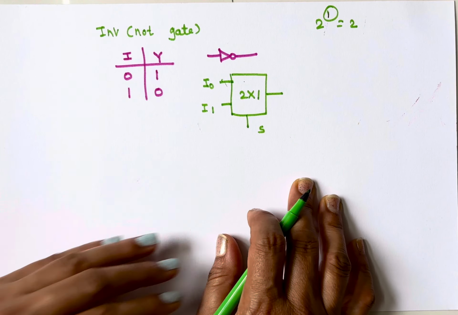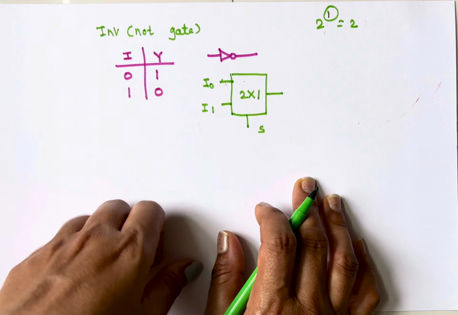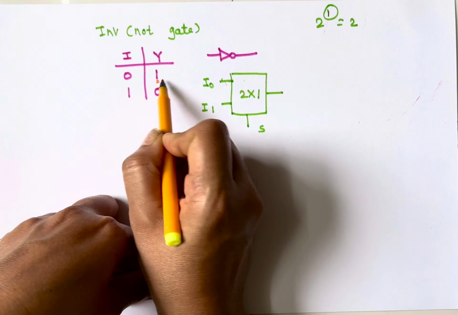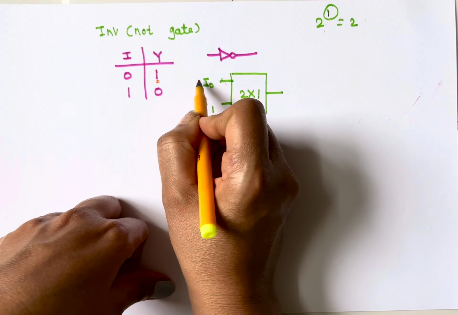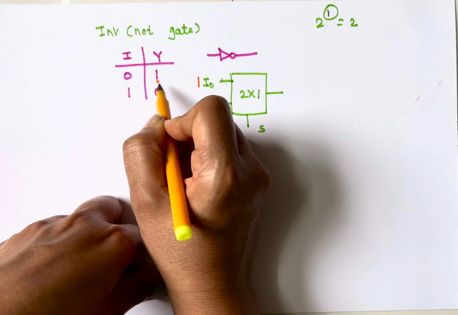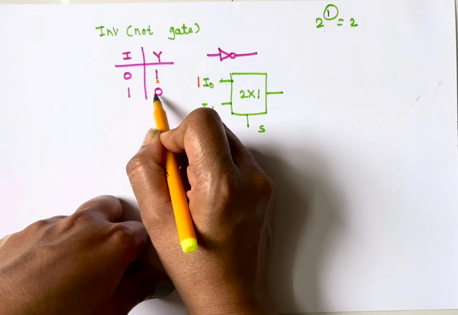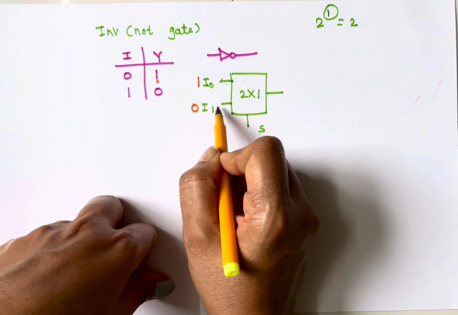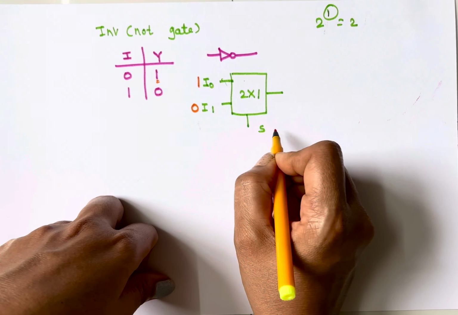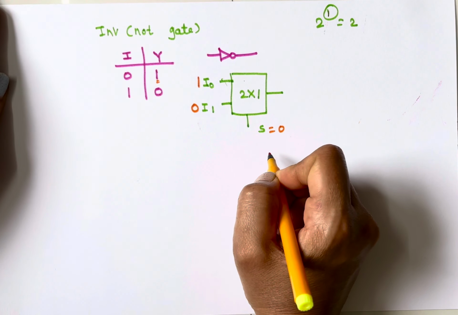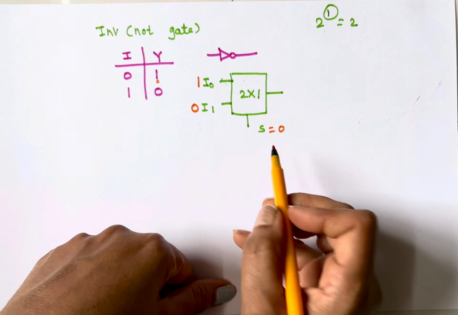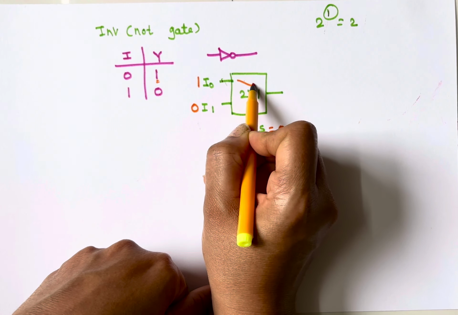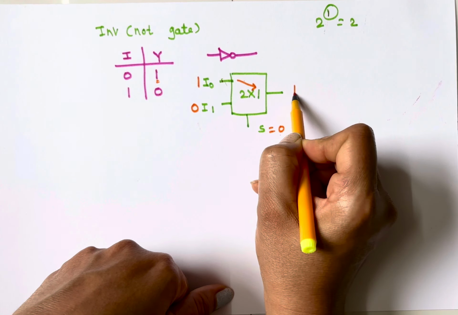Now see how to implement NOT gate. For implementation of NOT gate, I want output 1 when my input is 0. So I'll connect 1 here. I need to connect outputs in the same sequence, and I'll connect 0 here. So I0 is equal to 1, I1 is equal to 0. So when the select input is equal to 0, what will happen? It will select I0 and the value of I0 will come here. So for 0, we will get 1.